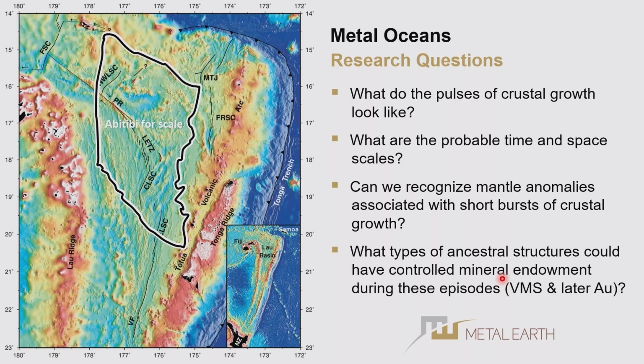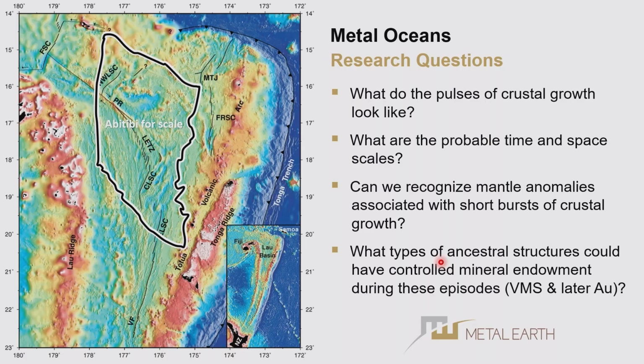And we zeroed in on this central northern part of the Lau Basin in the Western Pacific to address four major questions. First of all, what does a pulse of crustal growth look like? What are the probable time and space scales? Can we recognize mantle anomalies that may be associated with those short bursts of crustal growth? And what types of ancestral structures might have been important for controlling all of those processes, plus the consequential mineral endowment?